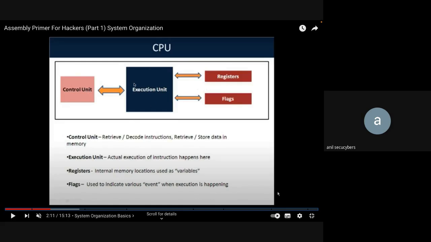Now there is something called the control unit. It is related to retrieving and decoding instructions, or retrieving certain things from memory. For an example, there are 10 lines of code, and let's say the first line was executed by the CPU. Then to fetch the next line that needs to be executed, the control unit helps the CPU by fetching that from the RAM memory one by one and getting it executed on the CPU.